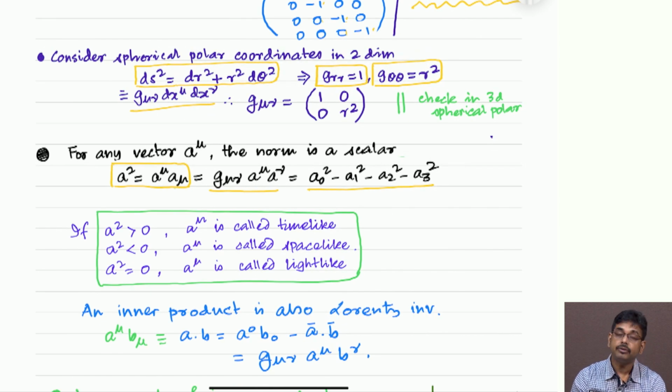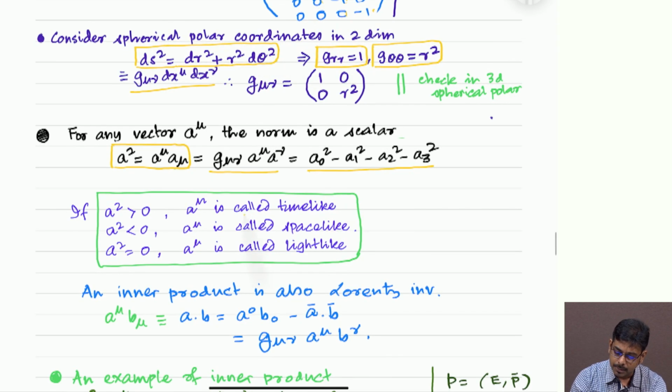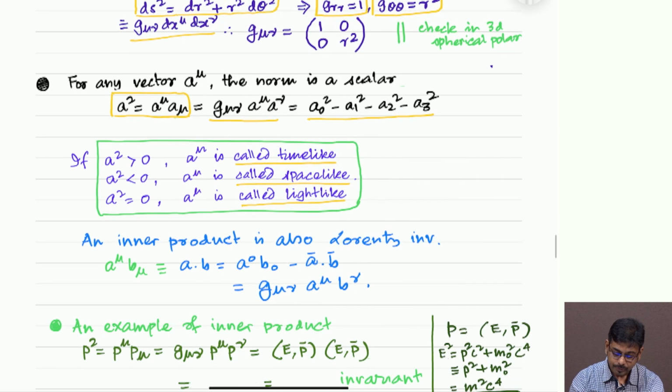Depending on what kind of values it can obtain, it is classified in different categories. For example, if a square is greater than 0, then this a mu is called a time-like vector. If a square is less than 0, this is called a space-like vector. If a square is equal to 0, it is called a light-like vector. Now, I would like to urge you to go back and do a little bit of search on why these specific names are assigned for these different conditions, which I am not going to tell you right now.